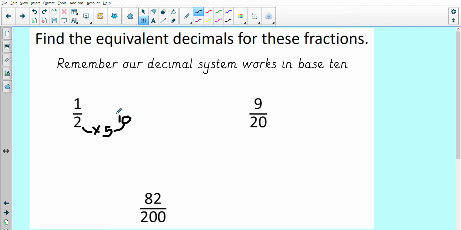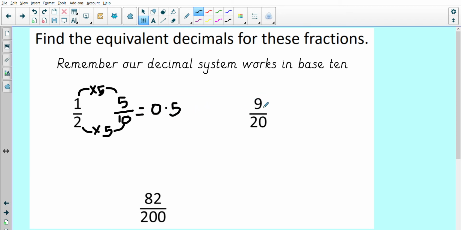So we use tenths in our number system. Remember, what I do to the denominator, I also do to the numerator. So I multiply that by 5 as well. So I've got 5 tenths. Now, can I change that to a decimal? Yes, I can. It's 5 out of 10. That's 0.5. So a half as a decimal equals 0.5.